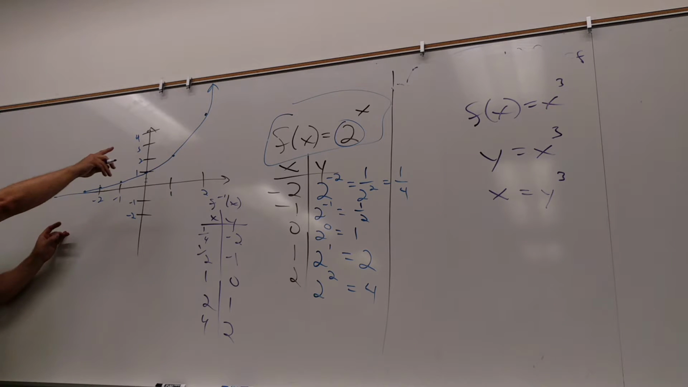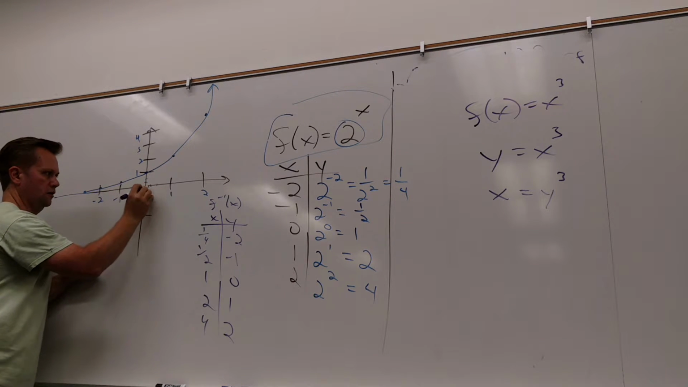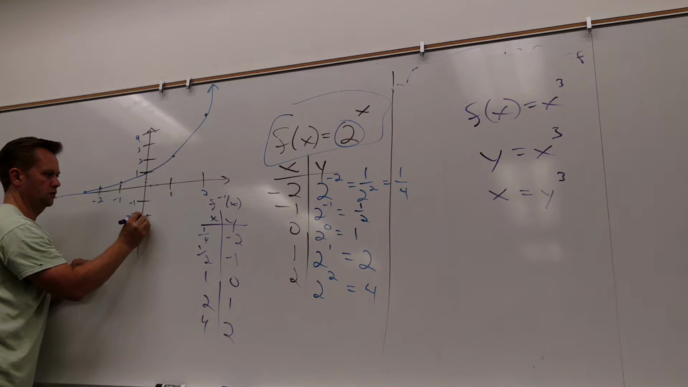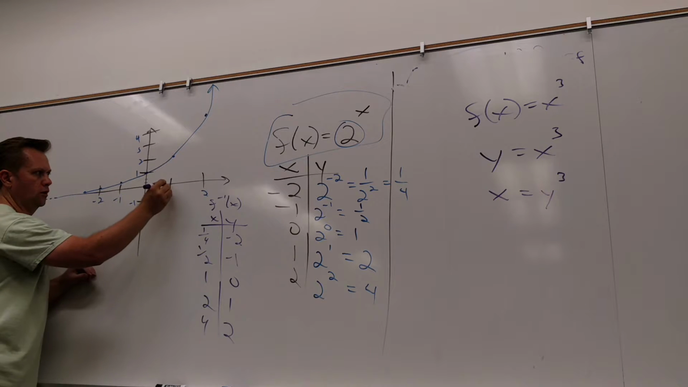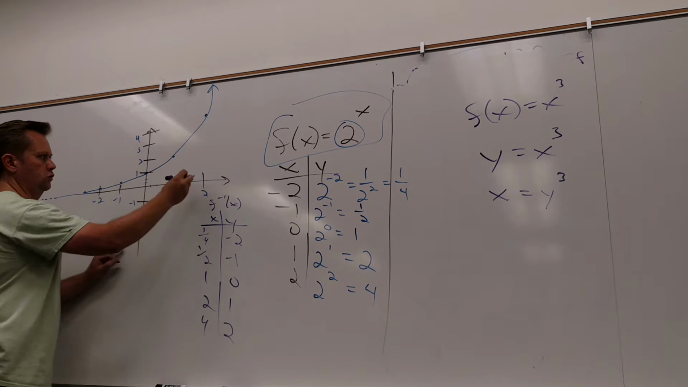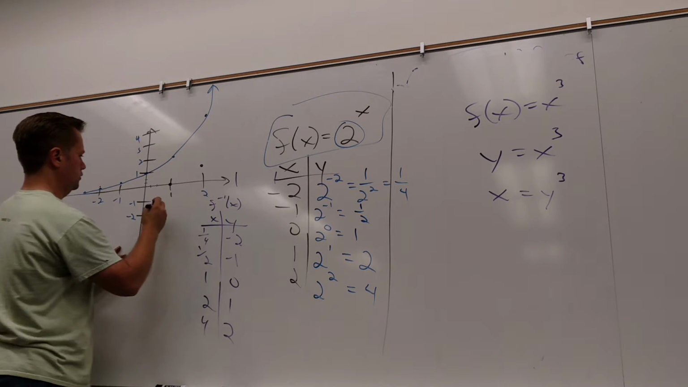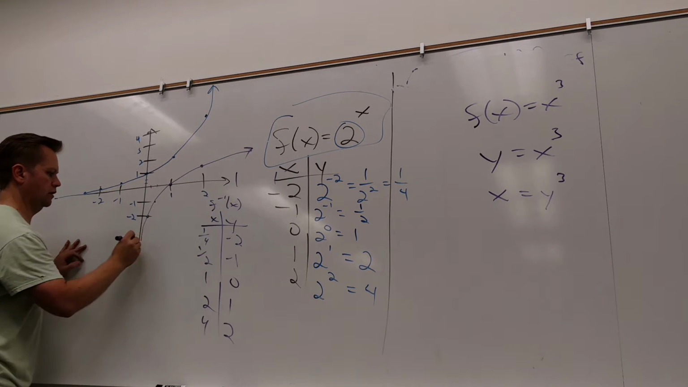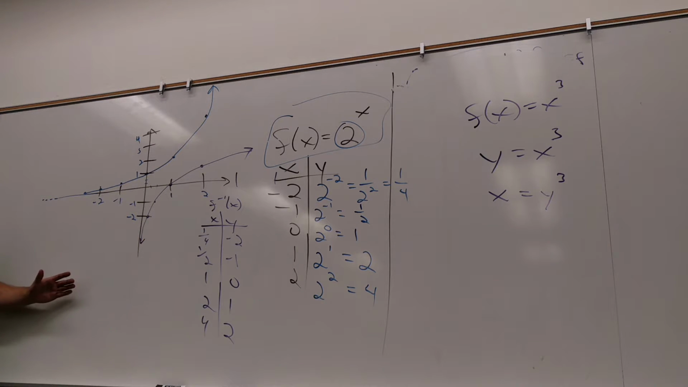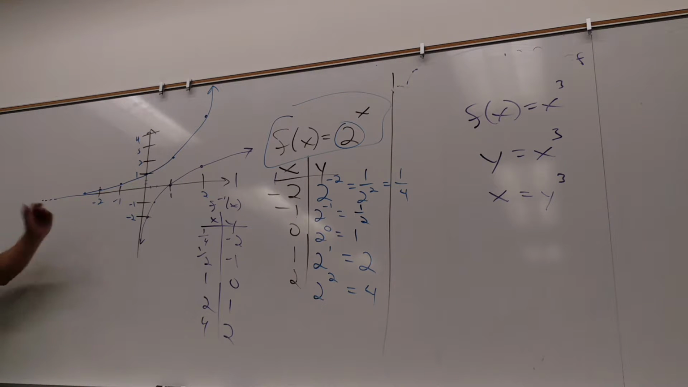So then the inverse will look like 1/4, -2, it's going to be here. 1/2, -1. 1, 0. 2, 1. And then 4 is up here, 2. So it's going to look like that. And is that where we would expect it to be? Where's the mirror? Right where it's supposed to be. Y equals x, right? Right down the diagonal. I like it. So that makes sense.